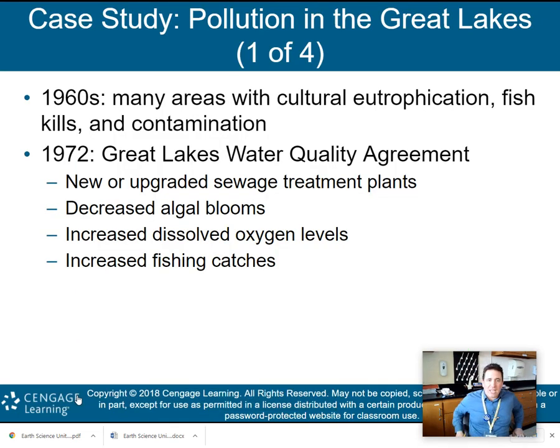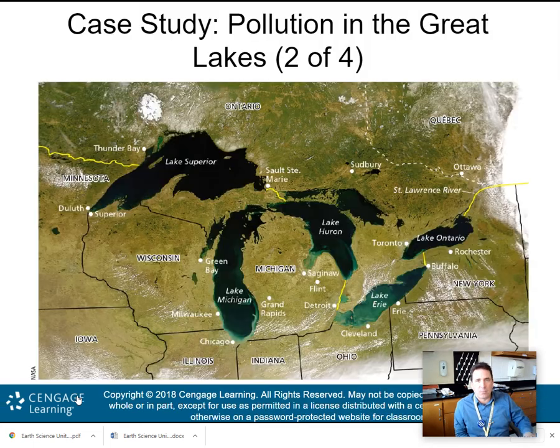All right, another case study here, pollution in the Great Lakes in the 1960s. Many areas with cultural eutrophication, fish kills, and contamination in the Great Lakes. But in 1972, again, we talked about how the 70s was kind of the defining decade when it came to water pollution in the U.S. There was the Great Lakes Water Quality Agreement that was decided on. Newer upgraded sewage treatment plants around the Great Lakes. This decreased the algae blooms, which increased the dissolved oxygen levels and ended up increasing the fishing catches. So this is a success story when it comes to the pollution of the Great Lakes.